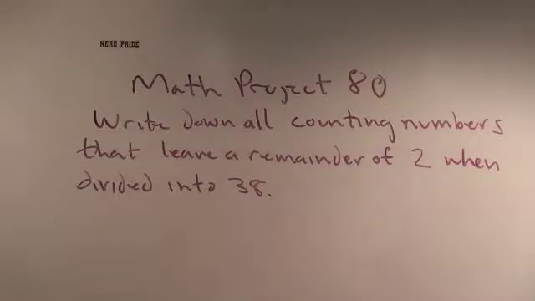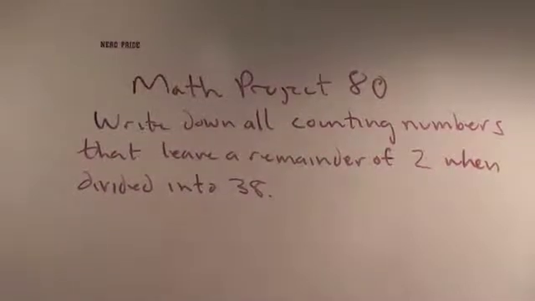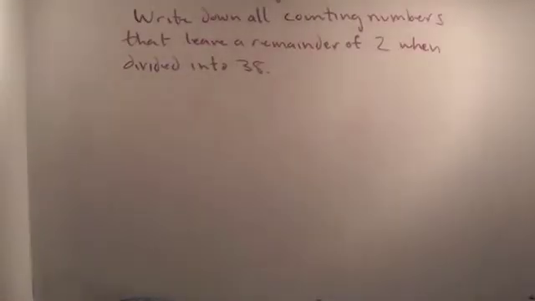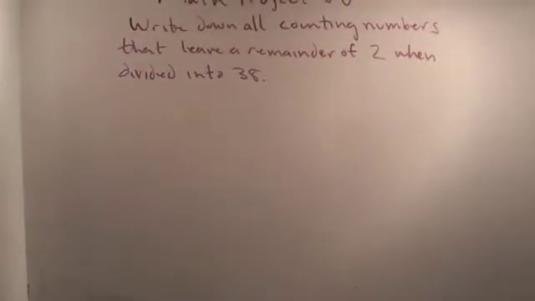But write down all counting numbers that leave a remainder of 2 when divided into 38. What does that mean, divided into 38? Well, if I divide 5 into 25, what do I get? 5. Okay. If I divide 5 into 26, what do I get? 5 remainder of 1.